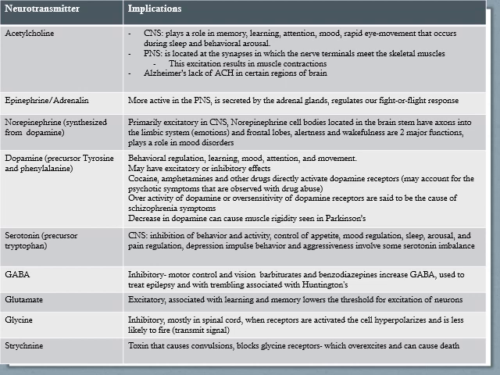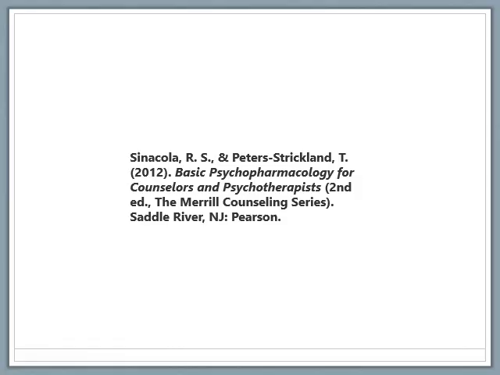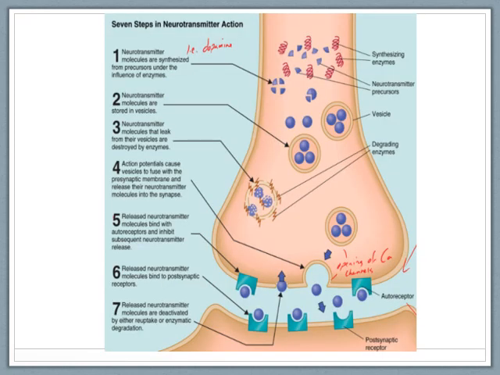Glutamate is excitatory. This is associated with learning and memory, and it lowers the threshold of excitation for neurons. Glycine is inhibitory. It's mostly in the spinal cord where when receptors are activated, the cell hyperpolarizes and is less likely to fire or transmit a signal. And the information was taken from your basic pharm book.